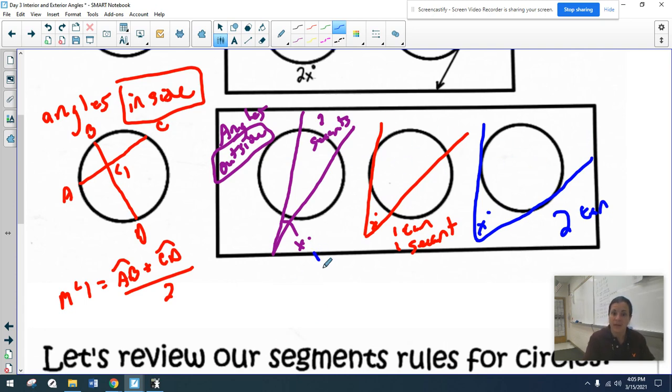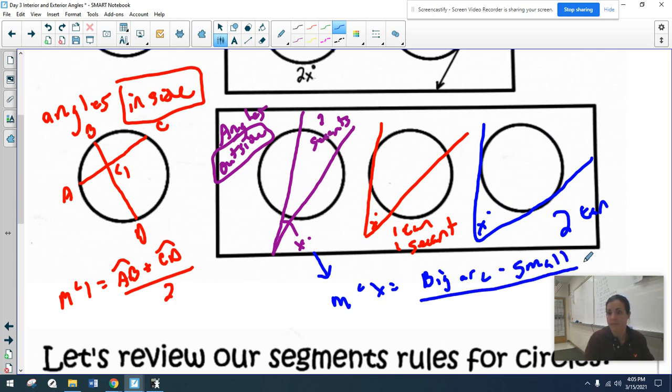For the formula for that, the measure of angle X is equal to the big arc. Obviously there are 2 arcs in all of these, 2 arcs made by each angle. So you want to do the big arc minus the small arc, and we're going to divide that by 2.